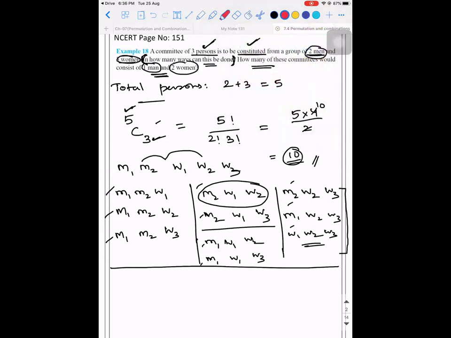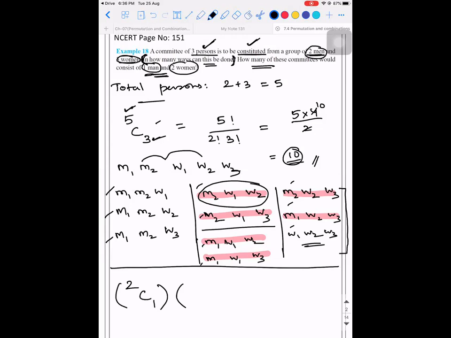Where are they? 1 man and 2 women. 1, 2, 3, 4, 5, and 6. Right? So 6 is what you got because you wrote the list. Suppose you didn't write the list, then how will you apply it? Out of the 2 men available, how many men are required? 1 man. So from the 2 men available, you will choose 1 man.